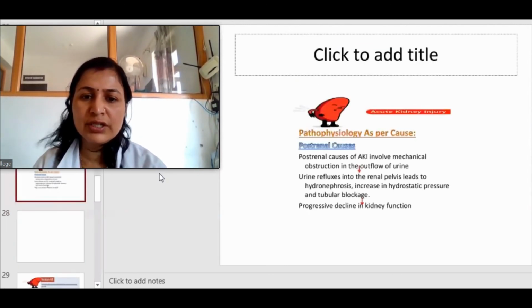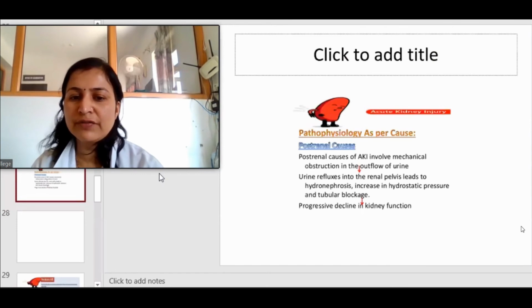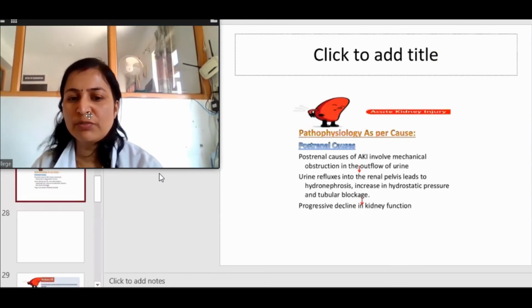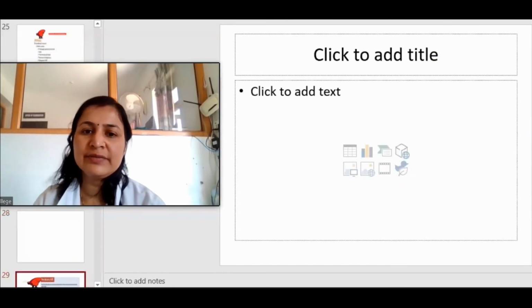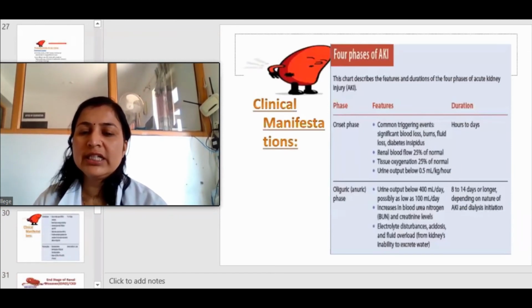So what will they do? They will cause mechanical obstruction of the outflow of urine. The urine goes back, there is reflux, and that will cause hydronephrosis, increased pressure, tubular blockage and progressive kidney failure. Okay. Now, in clinical manifestations, we are just going through renal failure.